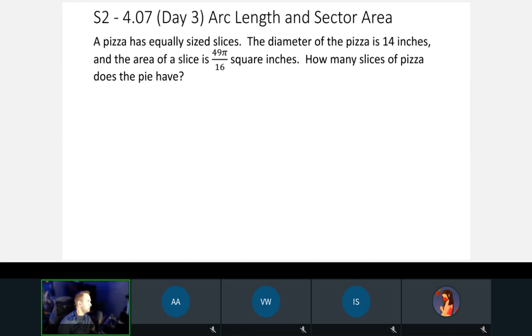All right. A pizza has equally sized slices. The diameter of the pizza is 14 inches, and the area of a slice is 49 pi over 16 square inches. How many slices of pizza does the pie have? Got this one together.